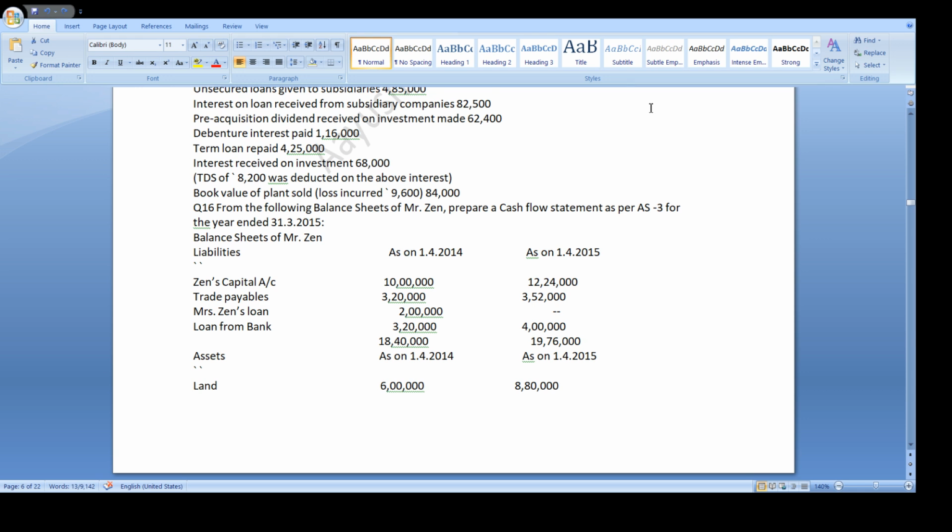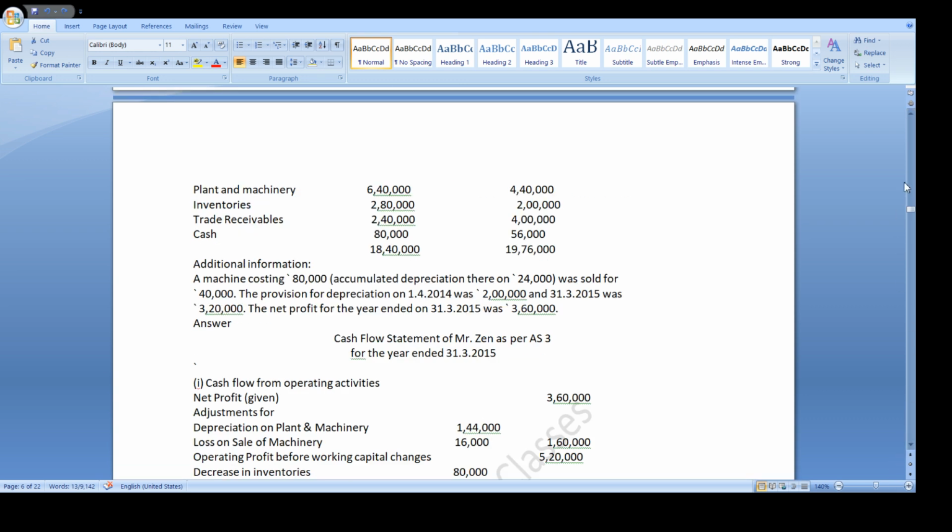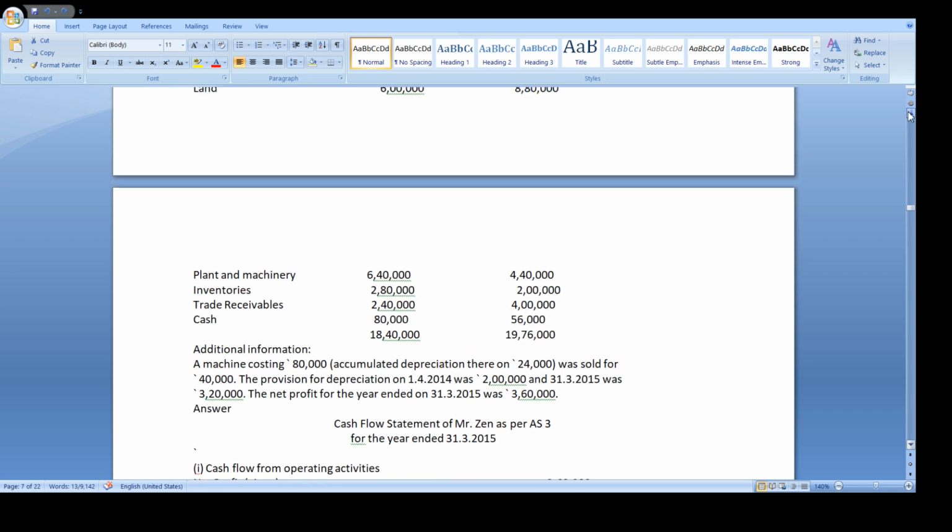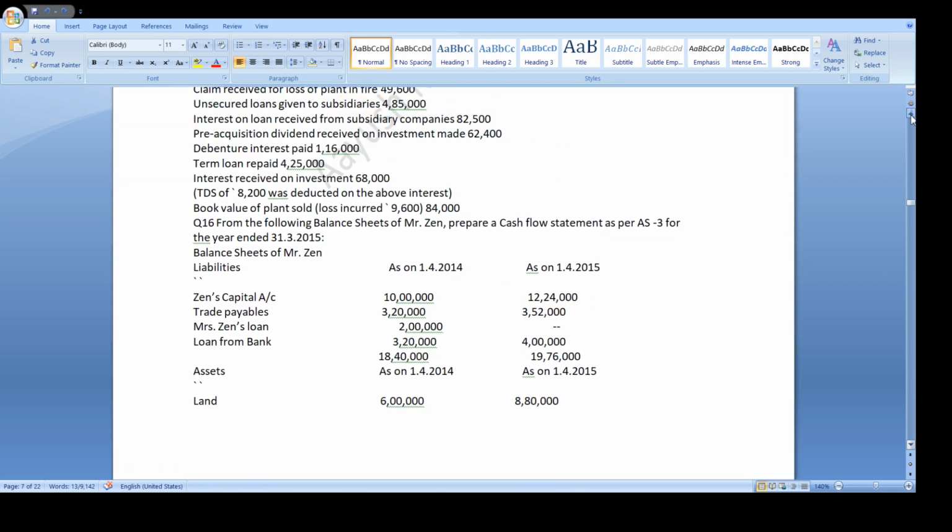Okay, I'll be starting with question number 16. You can see it on your screen. Question number 16. We are given with the liabilities and assets.